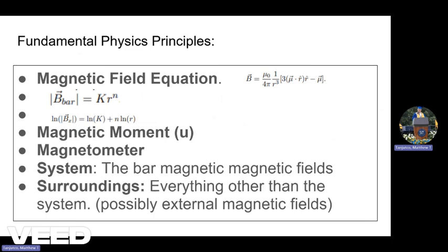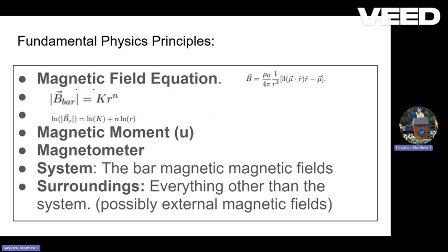Some fundamental physics principles here include the magnetic field equation: B equals mu naught over 4 pi times 1 over r cubed times 3 (m dotted r-hat) r-hat minus m. We also have B equals K r to the n, which will be used later to figure out the magnetic moment. Same with ln of Bx equals ln of K plus n ln of r. It's just the ln of the equation above.